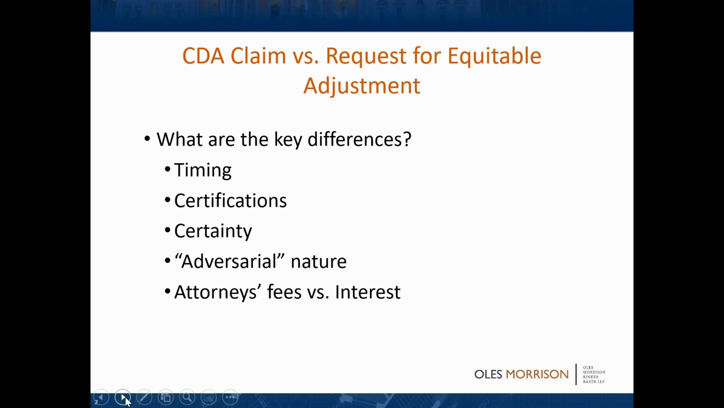Now, with a claim, you do get interest. As soon as you submit your claim, interest starts to run on whatever that sum certain is that you've asked for. With an REA, there's no interest. So there is that trade-off. But generally what it means is that you're going to want to start out with an REA.